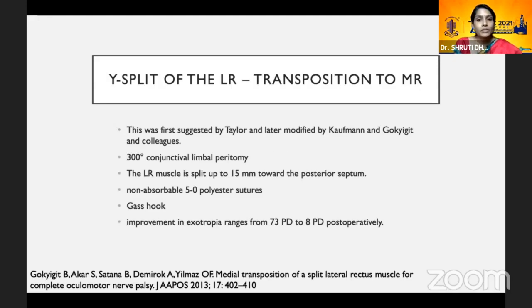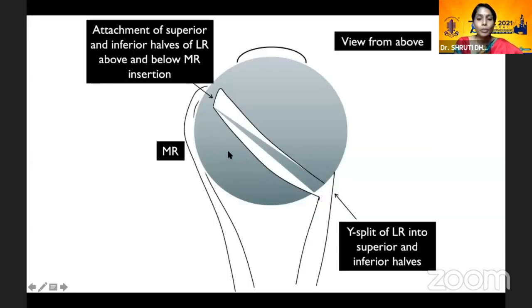The Y-split of the LR transposition to the MR was suggested by Taylor, where we do a 300-degree conjunctival limbal peritomy. The LR is split about 15 mm towards the posterior septum, and using non-absorbable sutures, the 2 halves of the muscle are passed superiorly under the superior rectus and the superior oblique, and inferiorly under the inferior rectus and the inferior oblique. Using a Gass hook with the hole in the middle helps us to pass it through the muscles, and this will help us in improving the final primary deviation.